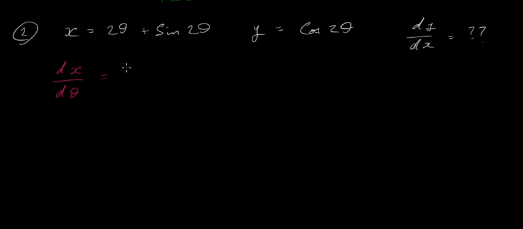That will just give us 2 here. And if we differentiate sine 2 theta, that will give us cos 2 theta. And then we differentiate the 2 theta, we get 2, so we'll multiply by 2.